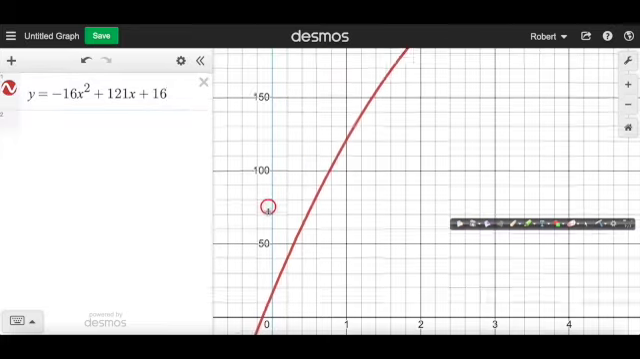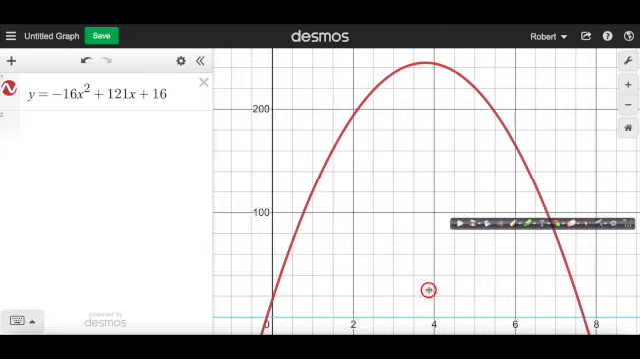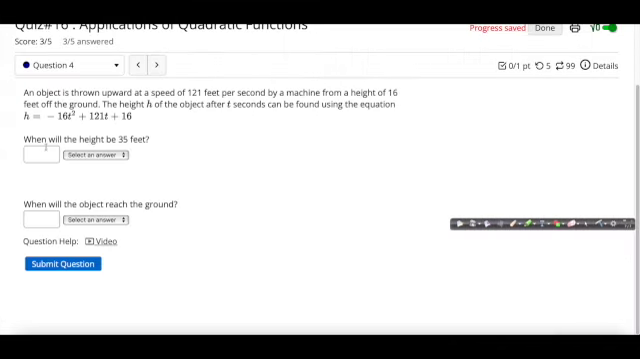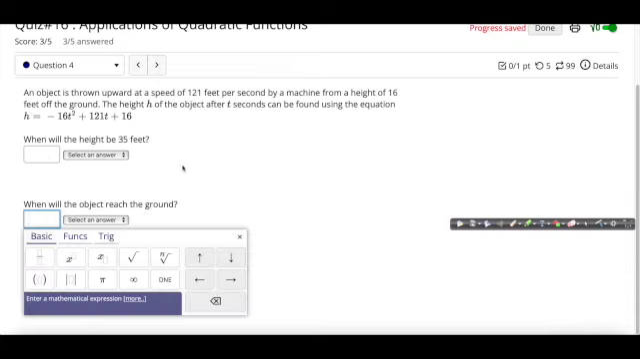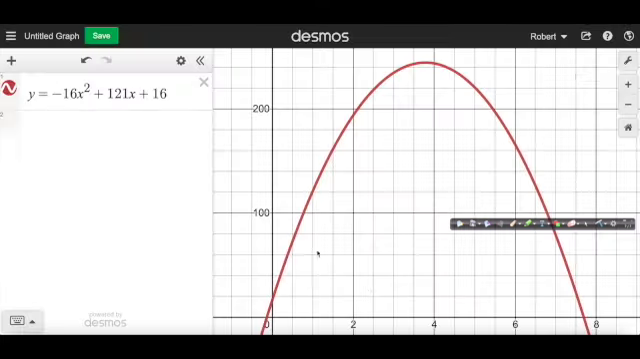Now, the scale of the new curve is off, so we have to drag it back so we can see the entire thing, because we generally need to see both. Okay, when will the height be 35 feet? We're going to tackle that second like we did before. When will the object reach the ground? Recommendation, make that seconds right away so you don't forget to do it. Okay, now once we've done that, we can go to the rest of it.